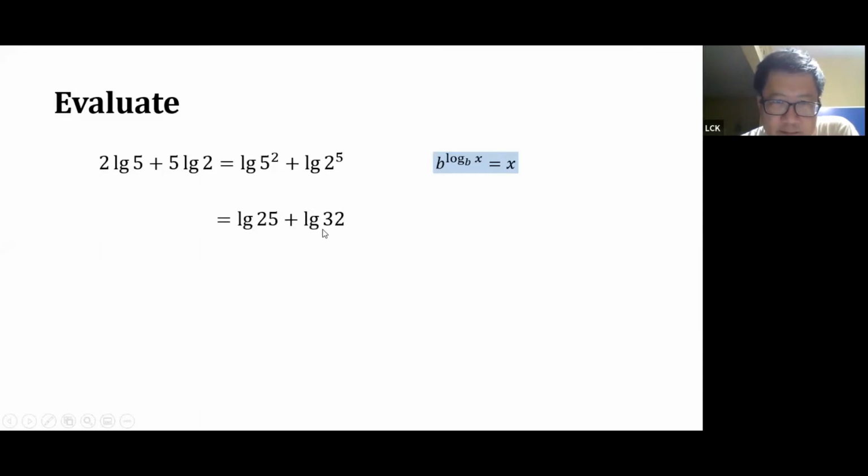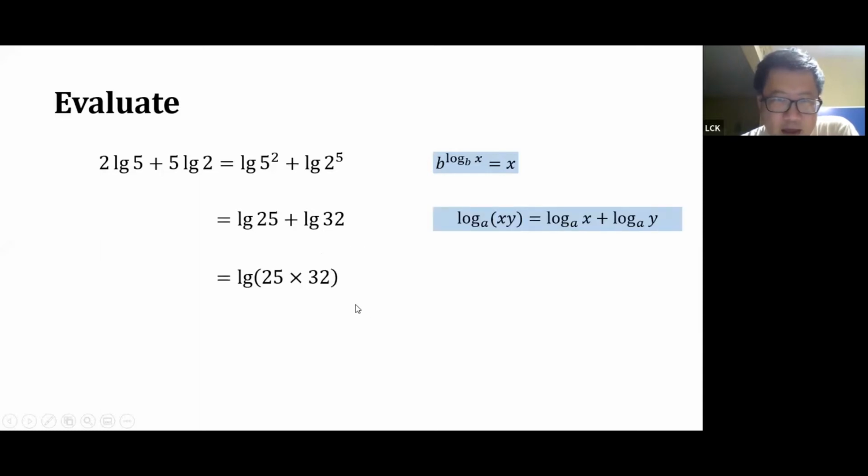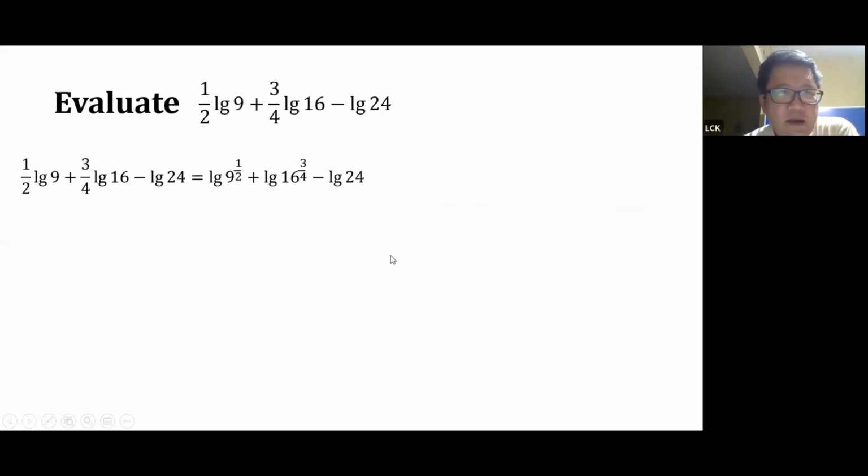And when you add 2 logs of the same base, you simply multiply them together. So log of 25 times 32 because it's a plus here. When you combine them, it becomes a times. So 25 times 32 is 800. So log 800, that's your answer. If you want to simplify it further, you could, but that would be correct as well. Let's do another question, something more complicated.